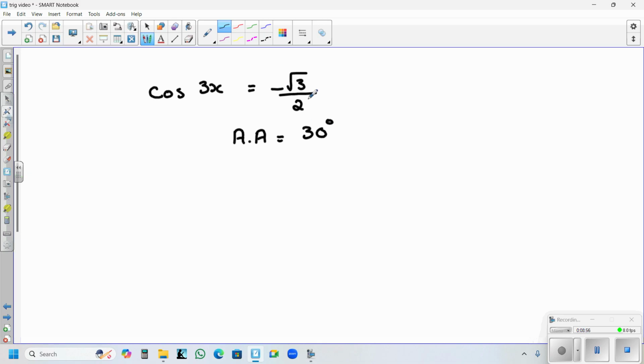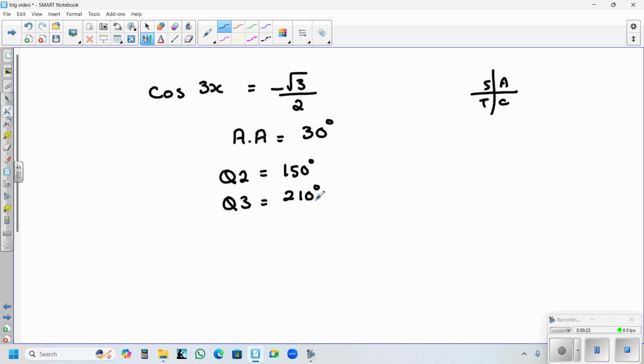Now, cos is negative, so we'll look at a cast diagram, and where is cos negative? It's positive in there and in there, so it must be quadrant 2, quadrant 3, similar to that one I did a minute ago. So quadrant 2, quadrant 3. So answer in quadrant 2 is going to be 180 minus 30, which is 150 degrees. Answer in quadrant 3 is 180 plus 30, which is 210 degrees.